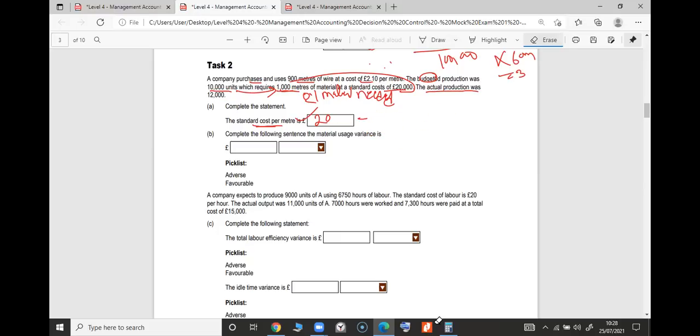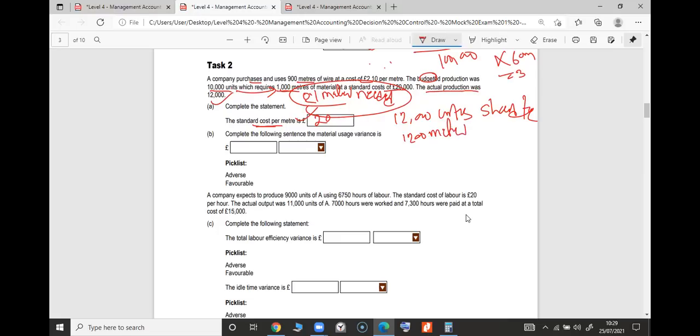How much should it have taken? How many meters should it have taken? Tell me. According to your budget, according to your standard, how many meters should it have taken for 12,000 units? People are giving me fantastic answers. Richard, Natalia, Omid, Kazi, everybody is right. They said 1,200 meter. Well done, Richard. That's true. 12,000 times 0.1.